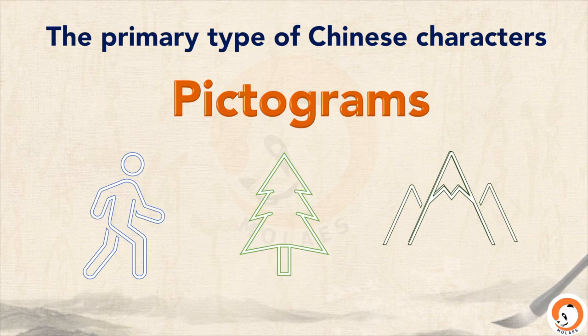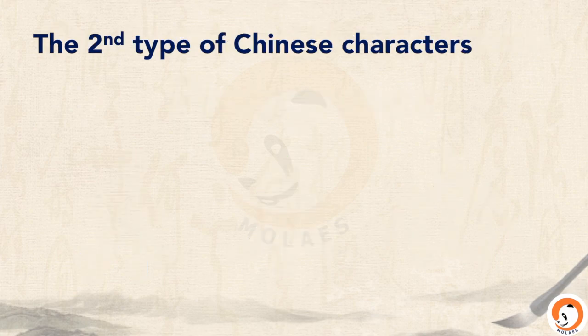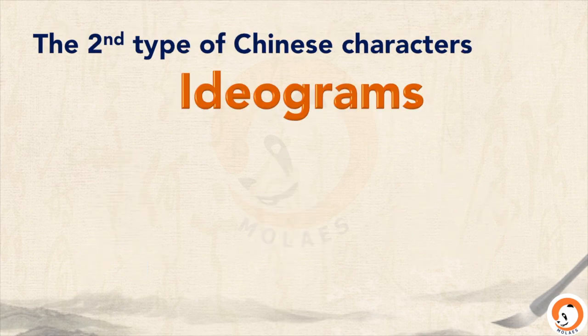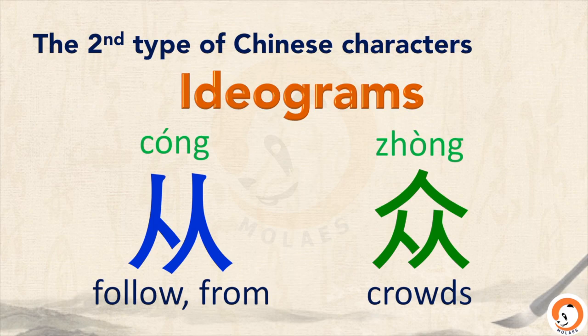Previously, we introduced the primary type of Chinese characters, pictograms, such as a person, 人, tree, 木, and mountain, 山. There are about 600 characters that are pictograms. And the second type of Chinese characters, ideograms. For example, 从 contains two people, means follow or from. 众 contains three people, means crowds.